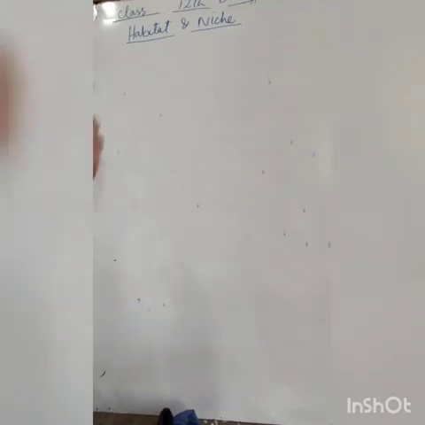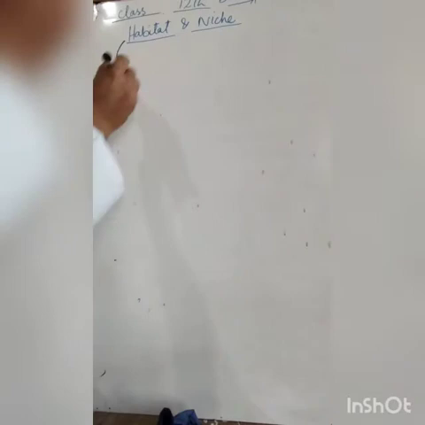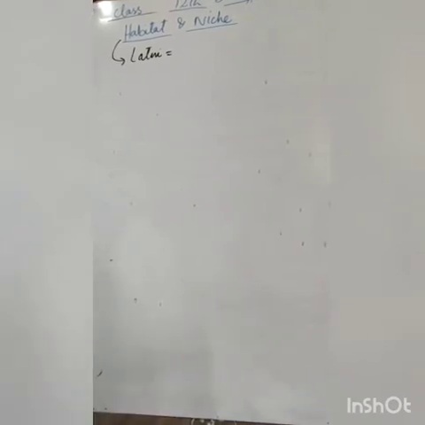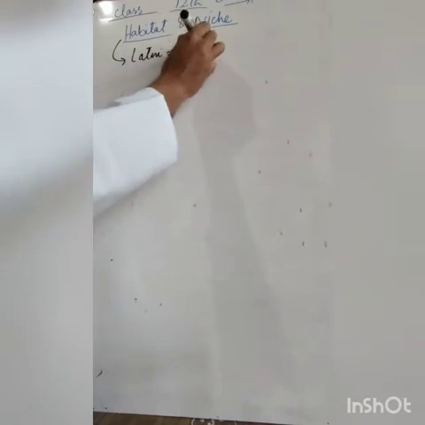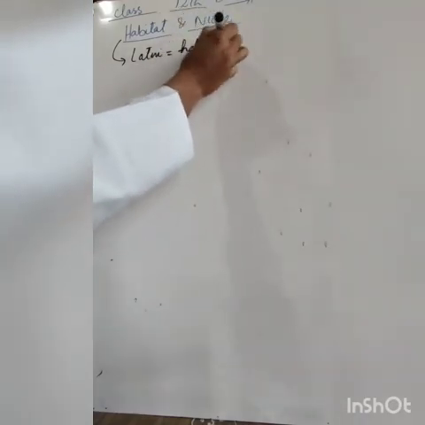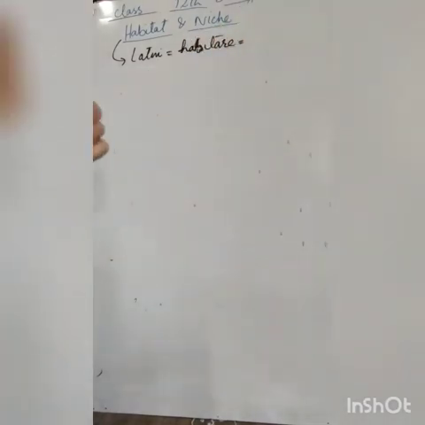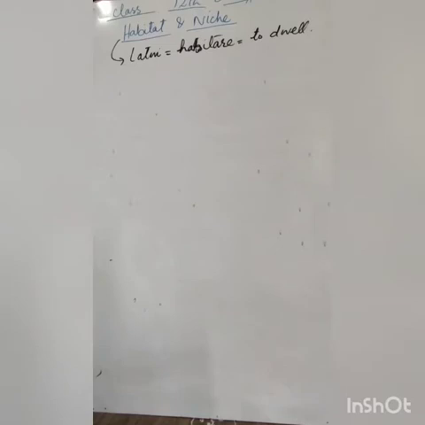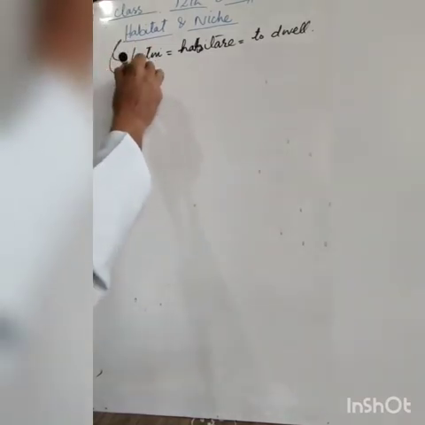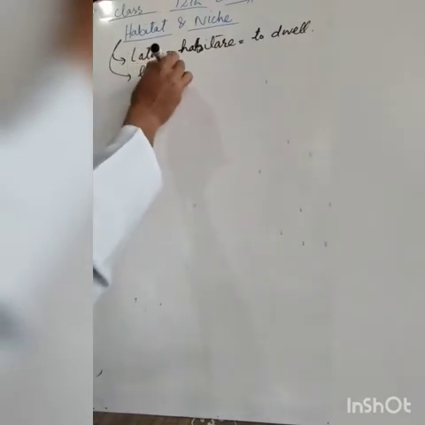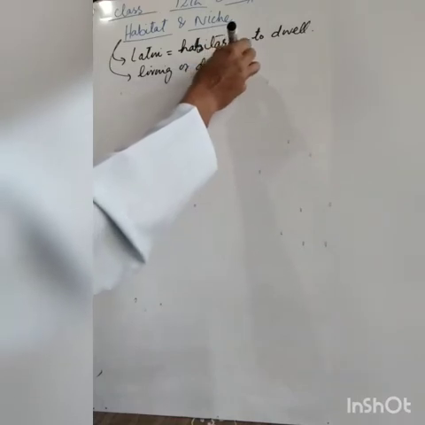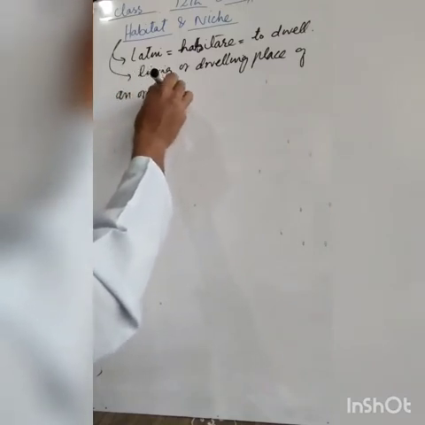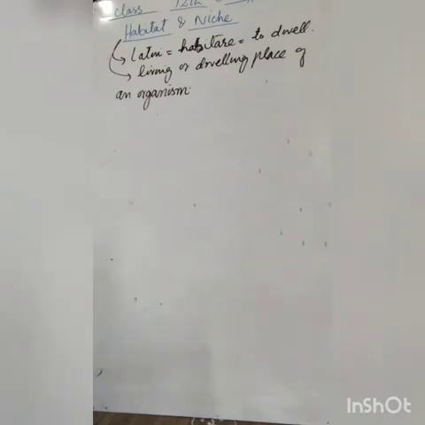Now, habitat is a Latin word. Habitier means to dwell or to live. Or it is defined as the living or dwelling place of an organism. Living or dwelling place of an organism is called its habitat.